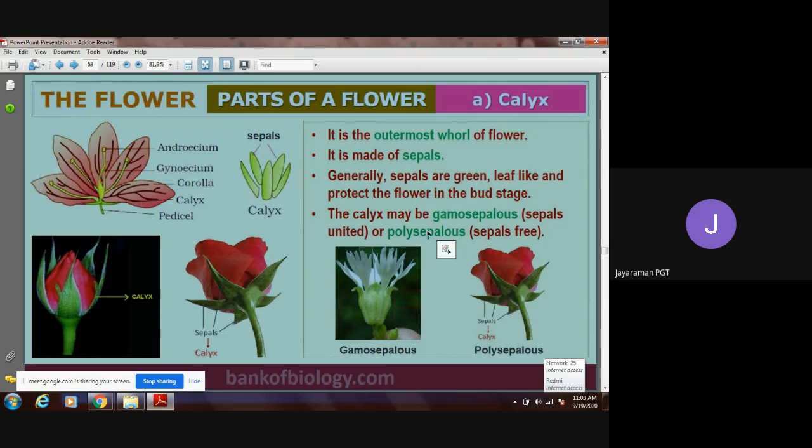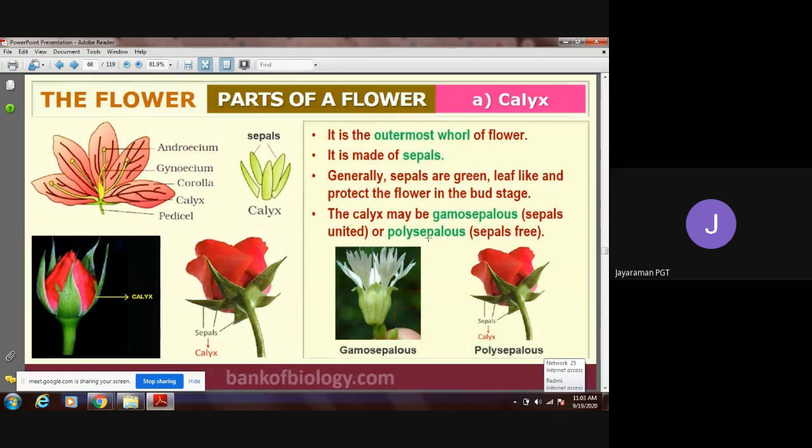The sepals are free. When sepals are free, it is known as polysepalous. Polysepalous means free sepals. These terms you have to note down. You can look at the rose. Look at only the calyx here. How many sepals are there? 1, 2, 3, 4, 5 sepals. Totally it is called calyx, but the units are known as sepals.